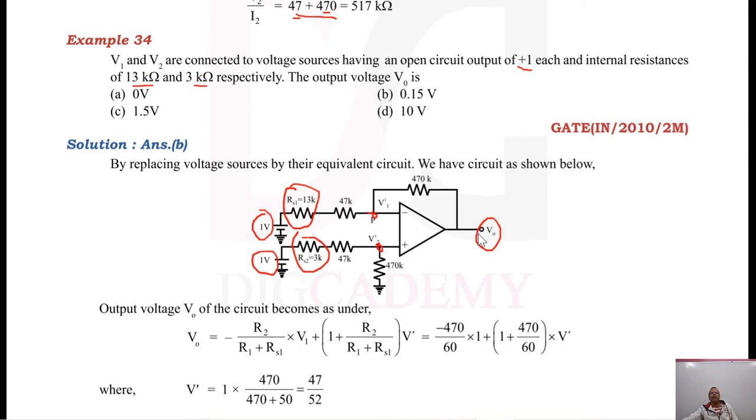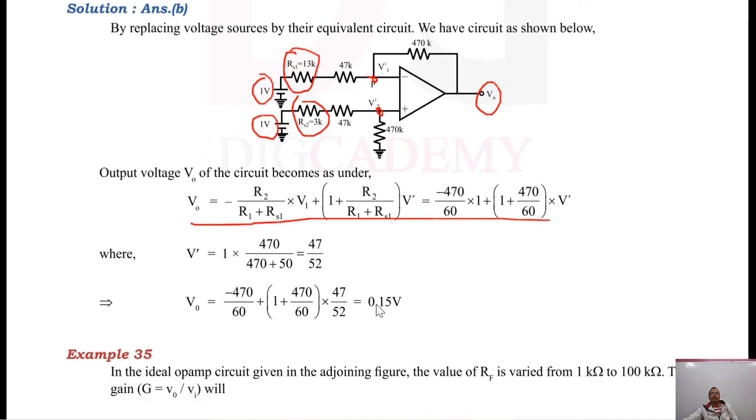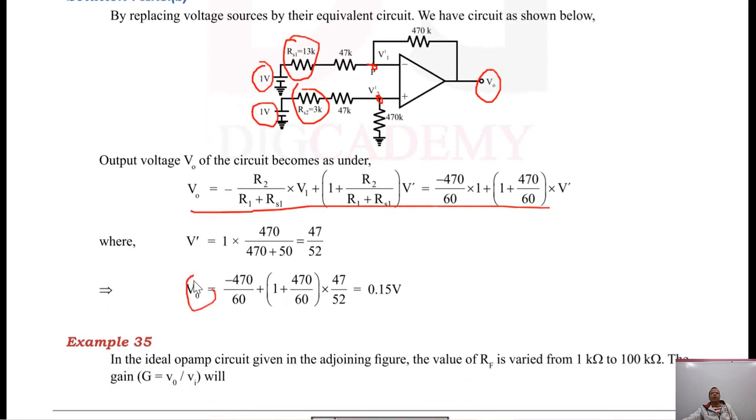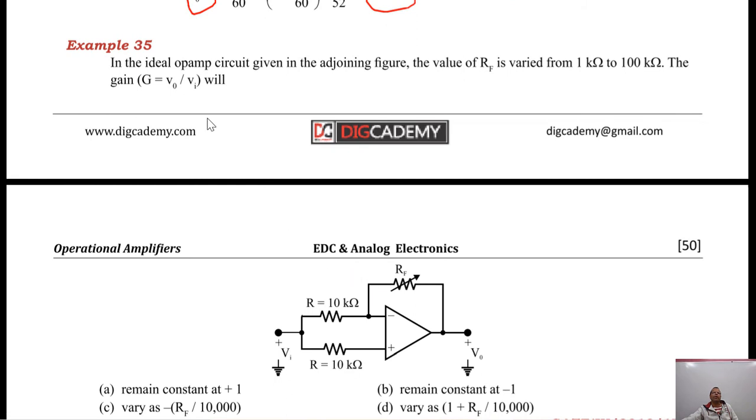I have already explained this a number of times in earlier examples. So the output voltage, I have written the expression directly, you can do it yourself, and the final output of this circuit comes out to be 0.15 volts. You should try it yourself. I have already explained the procedure. Fine. Now let us see the next example.